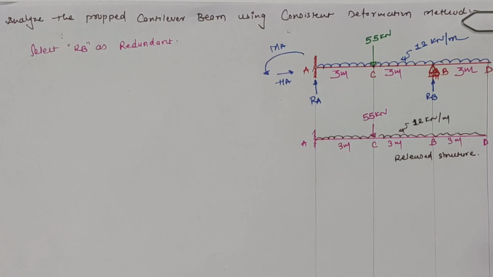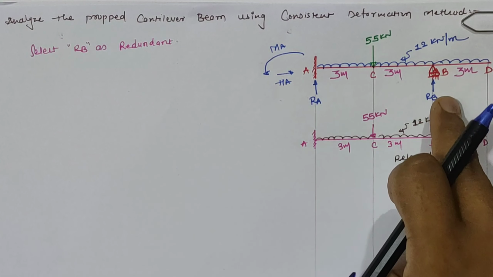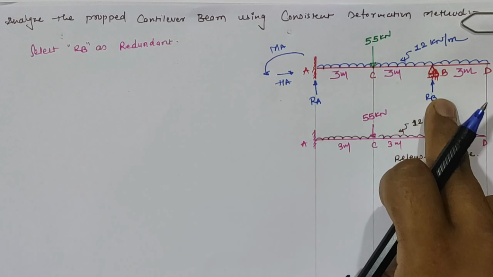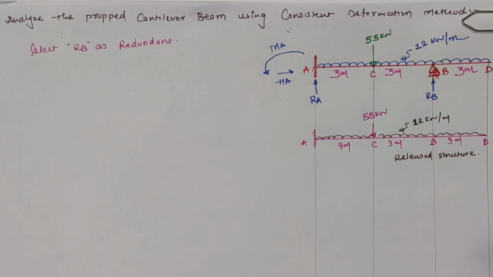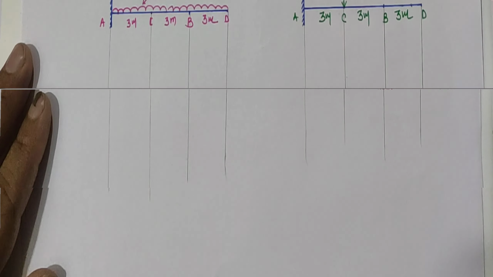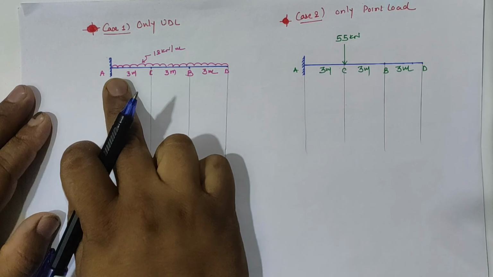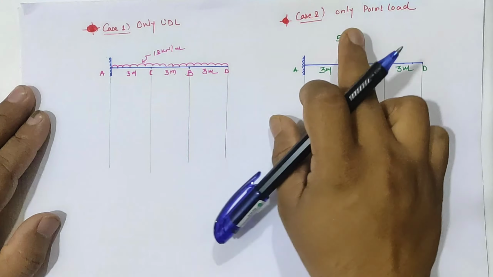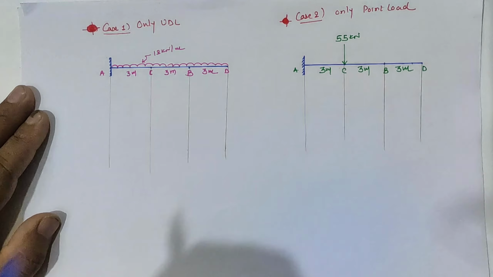And we have to calculate the delta B value for the calculation of this selected redundant. According to the method, we are going to assume the superposition theorem for these UDL and point load cases individually. So let us assume the first case as only UDL over the entire span in the released structure, and the second as only the point load in the released structure as shown in the figure.